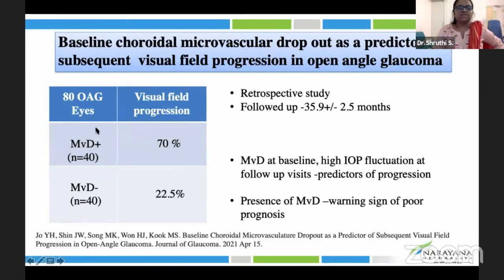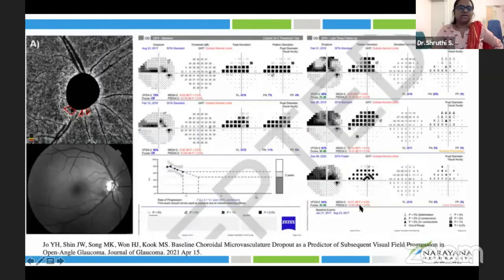So 70% of eyes which had microvascular dropout had visual field progression. He concluded that microvascular dropout at baseline and high IOP fluctuation at follow-up visits are the predictors of progression. And the presence of microvascular dropout is a warning sign for poor prognosis. Here are two examples from the same study. The first has microvascular dropout present at baseline.